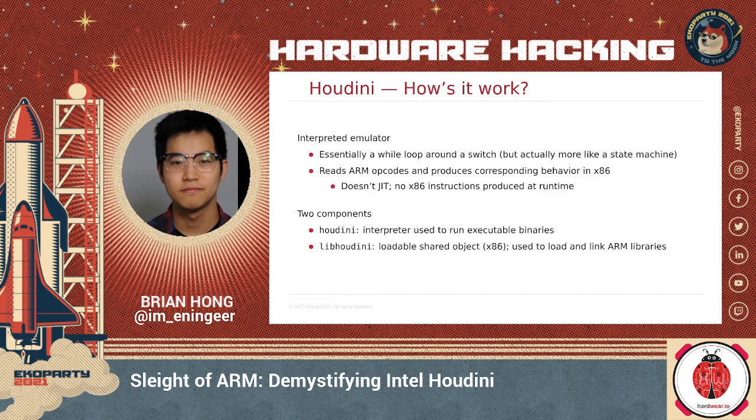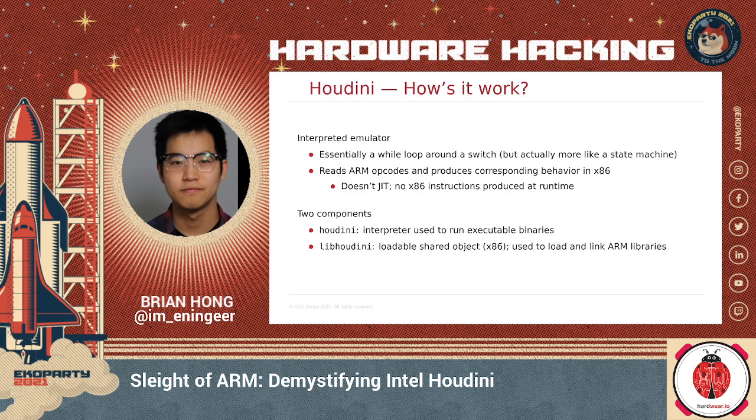So, how does it work? It's basically an interpreter for ARM instructions. There's a loop reading the ARM opcodes and producing the corresponding behavior in x86. I do want to point out that it does not JIT. It doesn't translate and output x86 instructions. It just reads the ARM code and then emulates the behavior. There are two main components, Houdini and libhoudini.